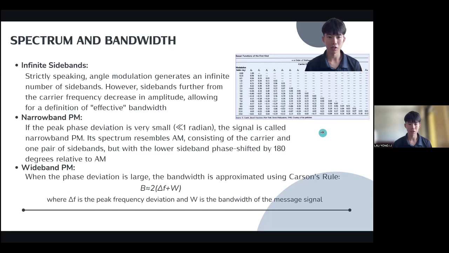For wideband phase modulation, when the phase deviation is large, the bandwidth is approximated using Carson's rule. This gives us the effective bandwidth containing most of the phase modulation signal power.